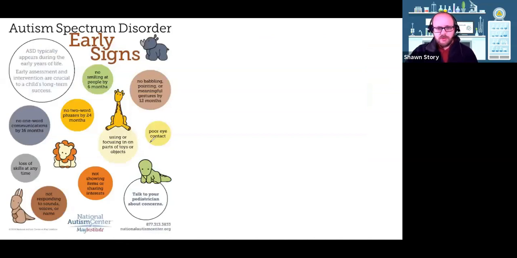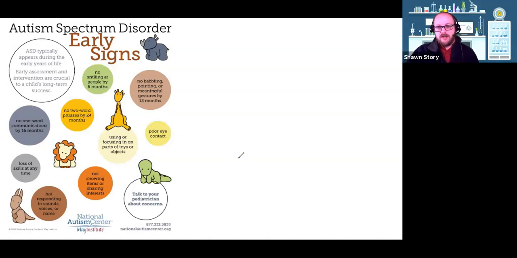Autism spectrum disorder, these are some of the early warning signs too. Again, the social emotional aspect of not smiling at people, right? Eye contact is a really big one too that should be on here. Poor eye contact is the same thing. Not looking when they're being called by name. We see some language loss as well, where they're not necessarily producing as much language as they should be.